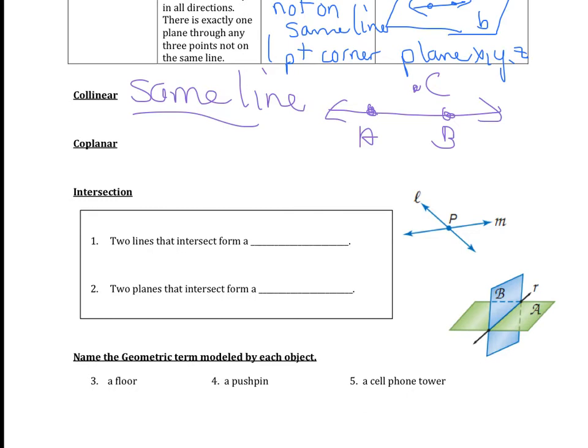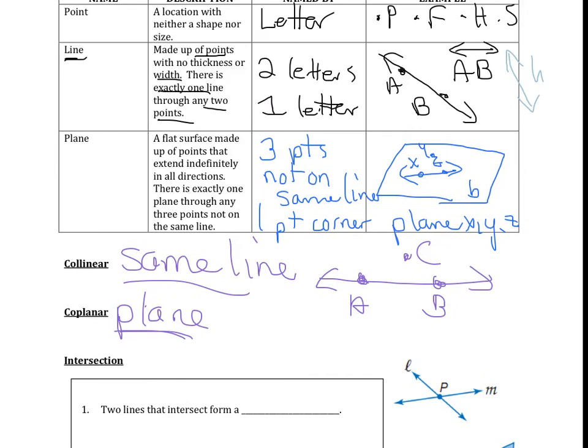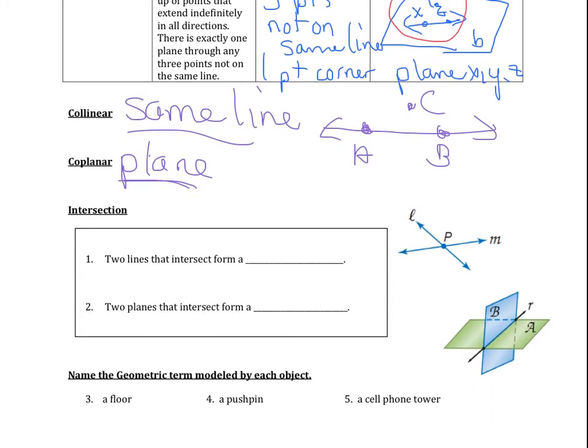Coplanar is kind of the same idea, except instead of a line, you're dealing with a plane. So you're on the same plane. Okay, so if you look back up here, X, Y, and Z would all be considered coplanar. Okay, so if I had something like this, just draw a small plane. A and B are coplanar. D out here is non-coplanar. So that's kind of the situation that you're looking at, okay?